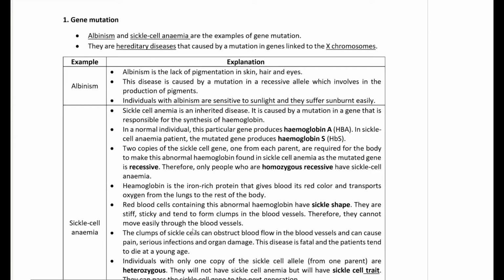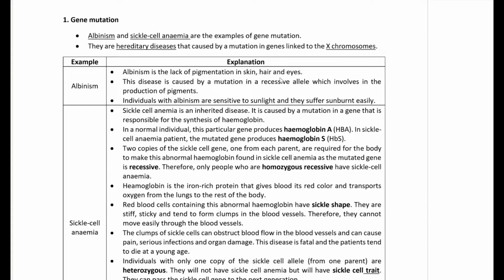Okay, so we will look at a couple of gene mutations. Albinism and sickle cell anemia are gene mutations. Albinism causes a lack of pigmentation, which is called melanin production. The concentration of melanin determines the darkness of the skin. People who are extremely fair have low concentrations of melanin, and vice versa. The mutation is in a recessive allele, which means both parents must have the carrier gene.